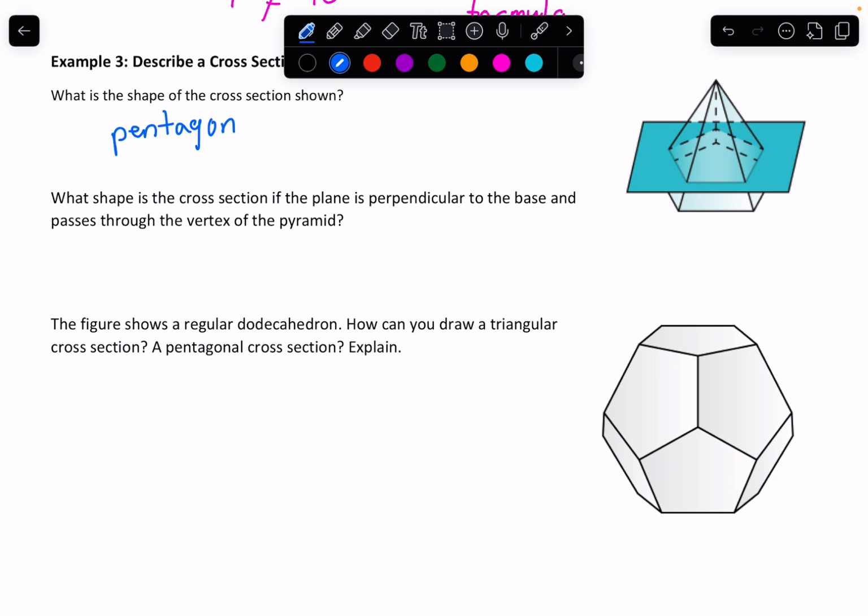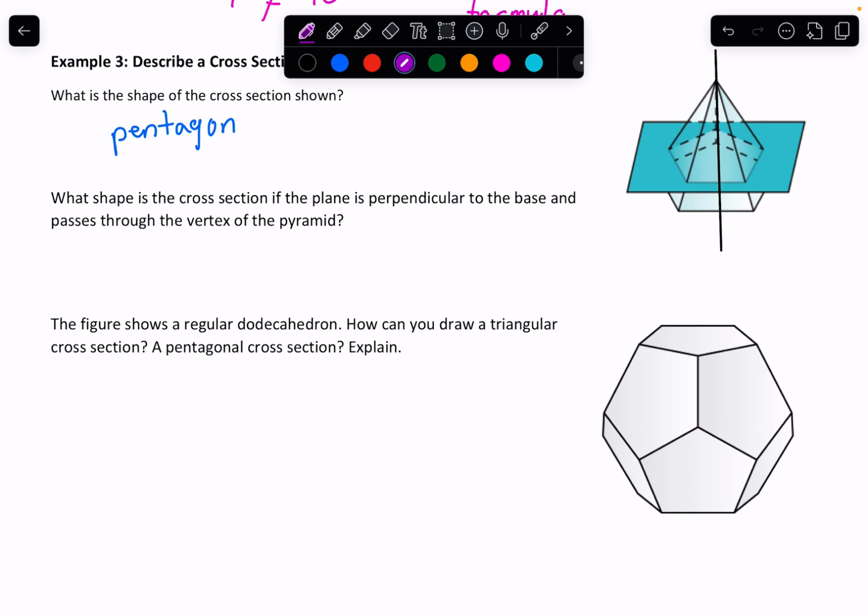So in the next problem, for example, what shape is the cross-section if the plane is perpendicular to the base, like this, and passes through the vertex of the pyramid? I've got to think about, okay, if I slice through the vertex and pass through this way, what is that cross-section going to look like? It's hard sometimes to visualize that. But if you think hard, it's going to have one point at the top, this point at one side, and a point at the other side. It's going to be a triangle cross-section when I cut through that way.